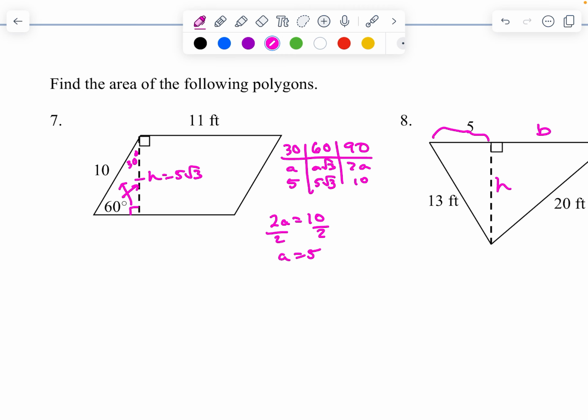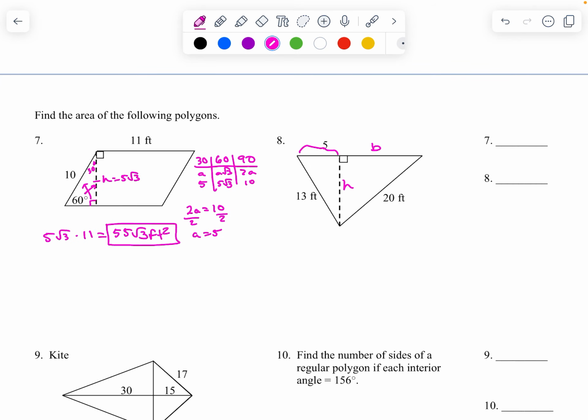Now that I have that, I'm able to go ahead and just multiply base times height. 5 root 3 times 11. Remember that the radical works almost like an x, right? I have 5 root 3s, so if I multiply that by 11, well, now I'm going to have 55 root 3s. And this is in feet squared, and we're done. Right? Not too bad.